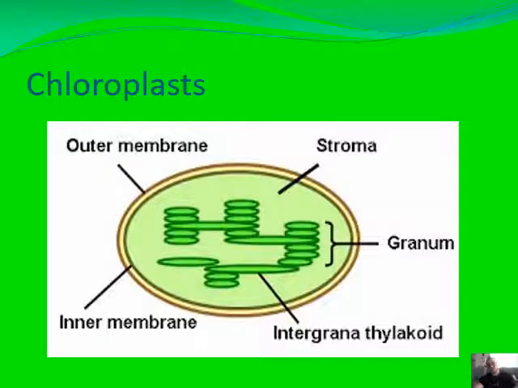So this is a basic diagram of a chloroplast. We're going to start on the left-hand side. There's an outer membrane and an inner membrane. The outer membrane is the membrane that is facing the cytoplasm. Remember that this whole thing is inside of the cell, and that outer membrane is facing the cytoplasm. So chemical messages can be sent from the cytoplasm to that outer membrane. Then we have a membrane inside of that.